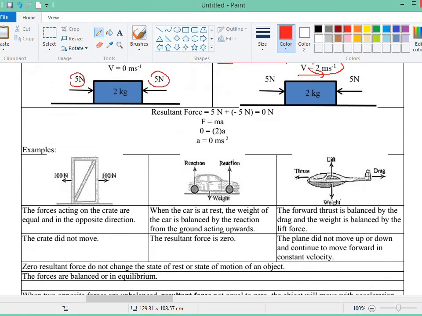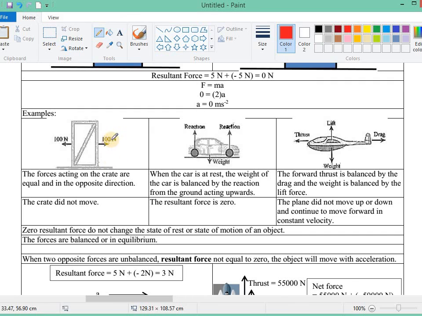Okay, example. Let's say that we have a crate, a box here, and we have 100 Newton acting to the left and 100 Newton acting to the right. So the forces acting on the crate are equal and in opposite directions. So the crate will not move. You see or not? So this is the effect, the result, when the resultant force is 0.